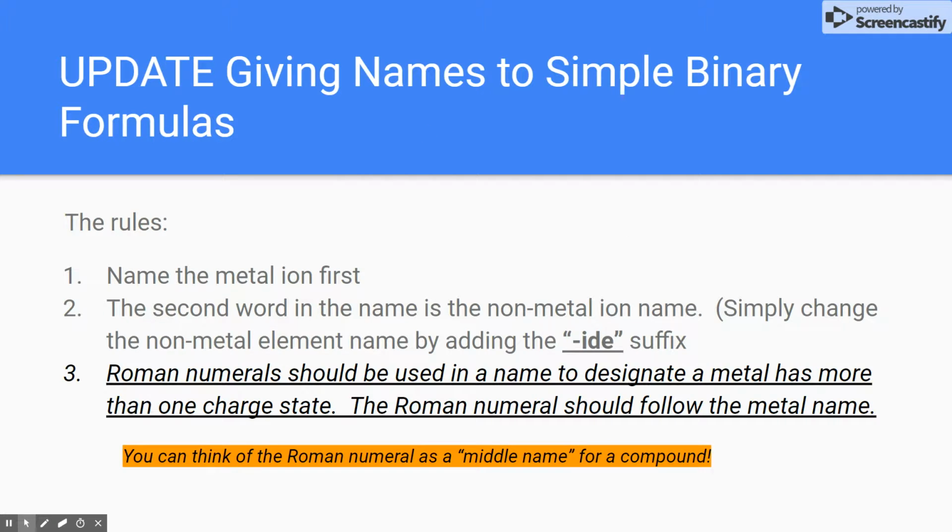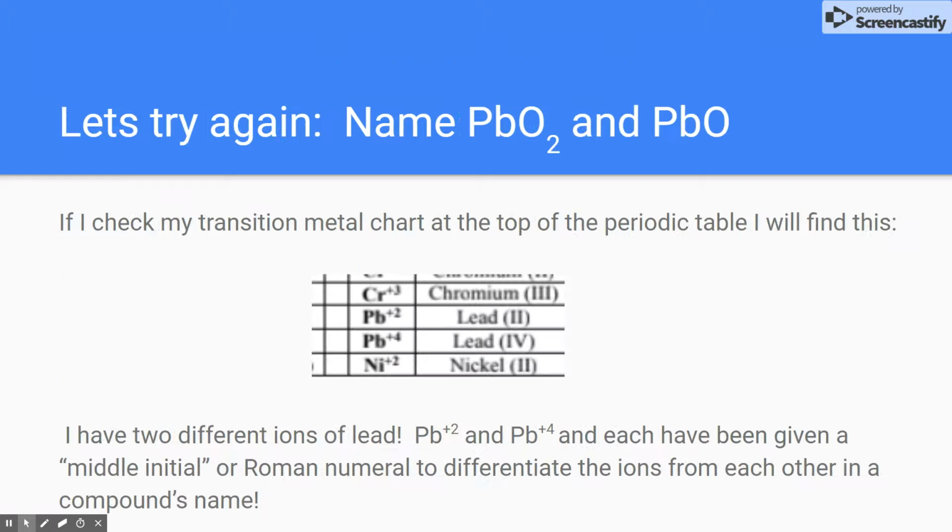So we're going to update our little formula rules. Our formula rules now are going to be: name the metal ion first. The second word in the name is the nonmetal ion name. It's simply the nonmetal name with an IDE suffix. Roman numerals should be used in the name whenever you have a metal that has more than one charge state. And the Roman numerals should follow the metal name. So you can think of the Roman numeral as kind of the middle name for this kind of compound.